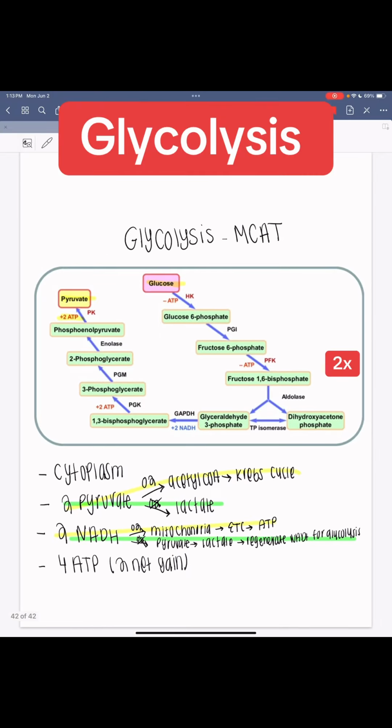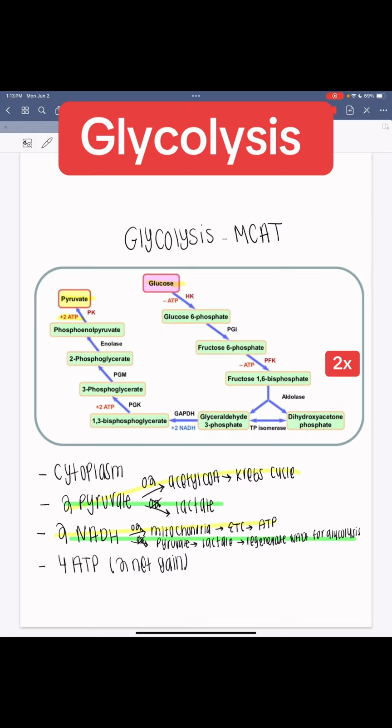And then the other thing I want you to know is the fate of pyruvate. So there's two routes we have. If you have oxygen in your bloodstream, that pyruvate is going to be turned into acetyl-CoA, and that acetyl-CoA is going to go into the Krebs cycle, which we will review tomorrow. If you do not have oxygen, you're going to be making lactate via lactate dehydrogenase.